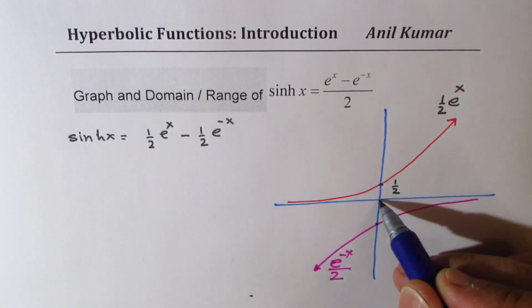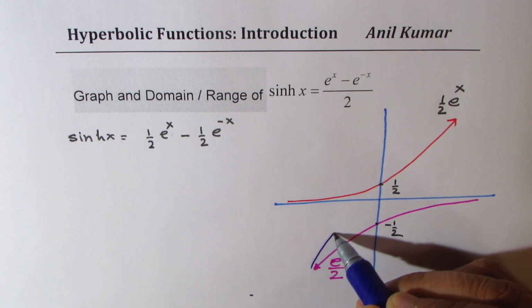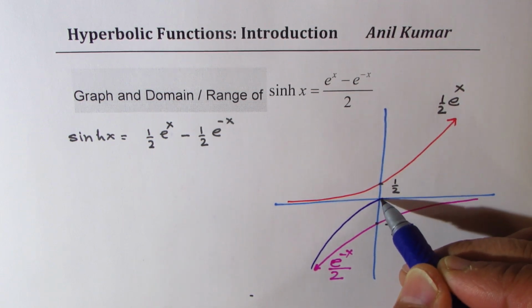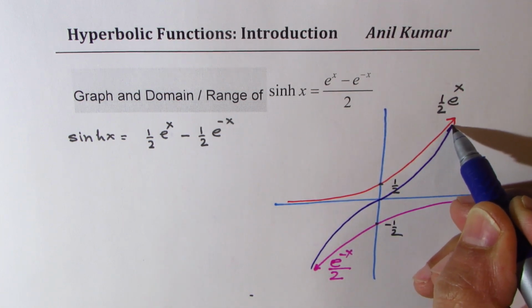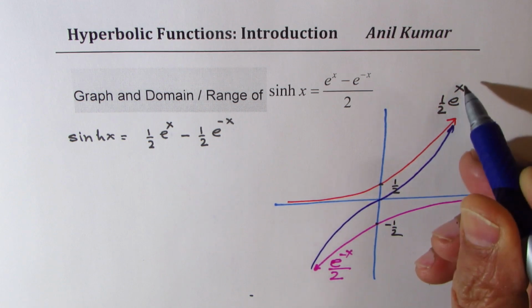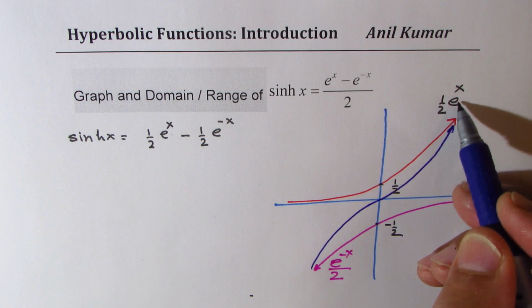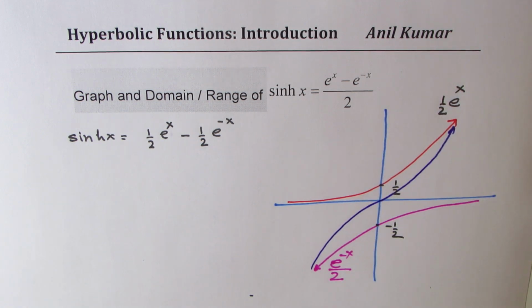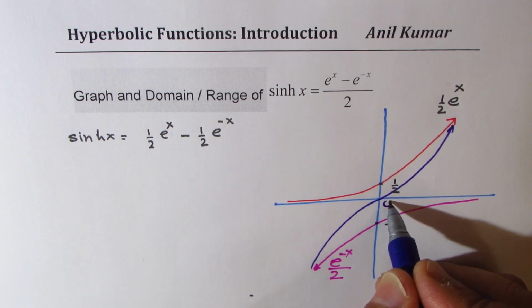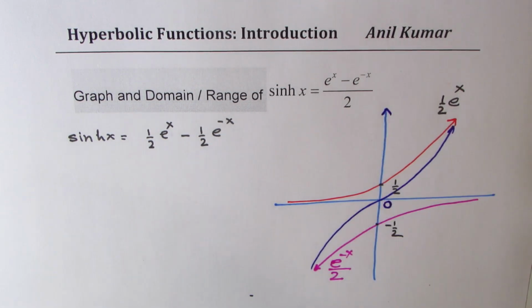On this end, it has to go through 0, so it will be kind of like this, and then it turns towards this side. Is it okay? As we go to infinitely large values, it goes closer to half of e to the power of x. It does make sense to you, right? So that is how the graph of sine hyperbolic x is going to look like.